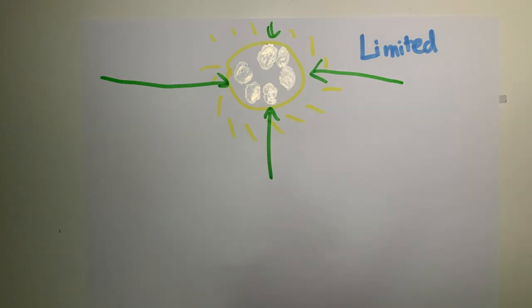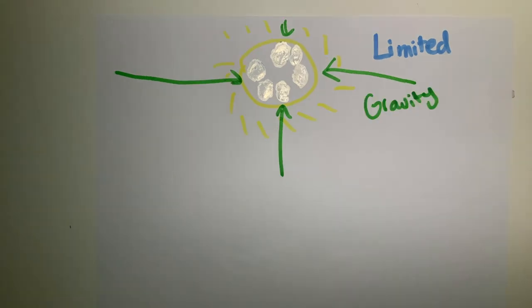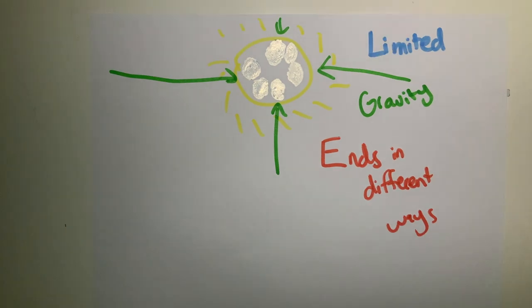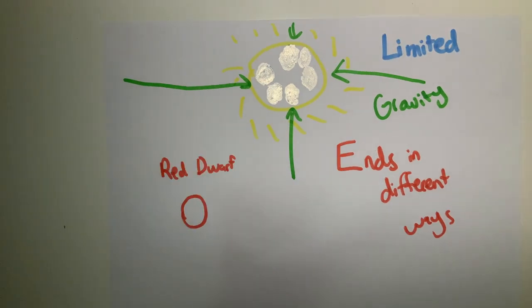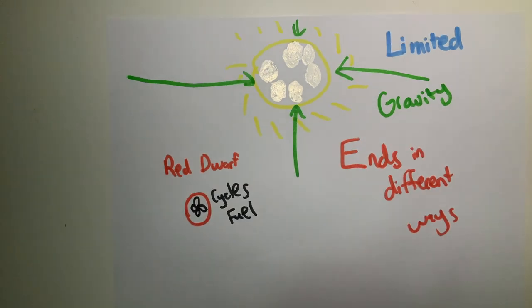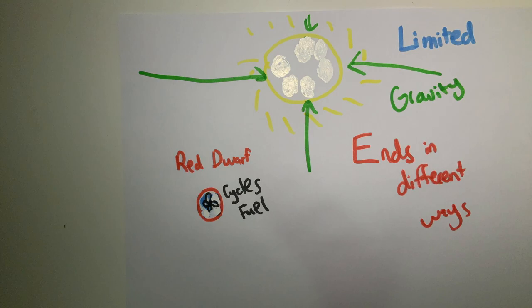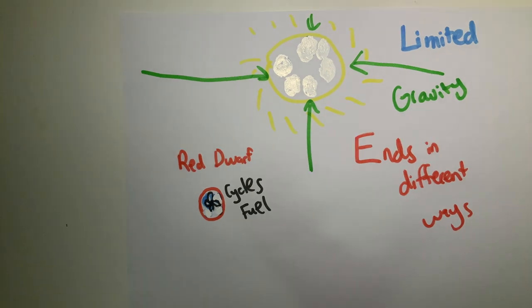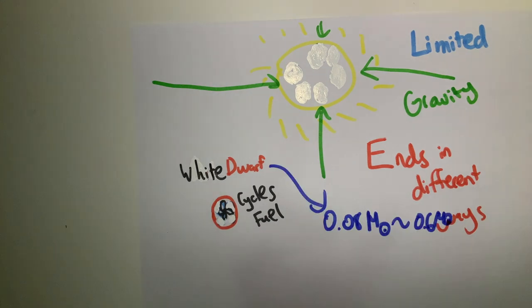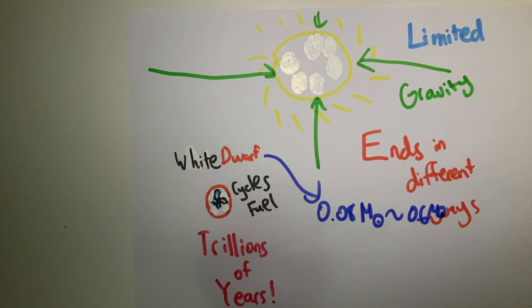Because of the nature of the cycling of energy inside red dwarfs, the smallest type of stars that have a mass between 0.08 and 0.6 solar masses, they will slowly use up their hydrogen fuel and turn into white dwarfs over trillions of years. The lifespan of a red dwarf is longer than the age of the universe, so no red dwarf has finished its life cycle yet.